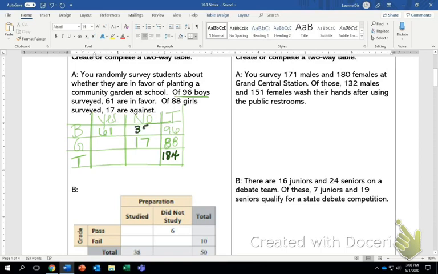So I'd say 35 were against. And I can double check that I did that correctly. 61 plus 35 does in fact equal 96. Okay, perfect. So then I can figure out how many people in total said no. 35 plus 17 is going to be 52.